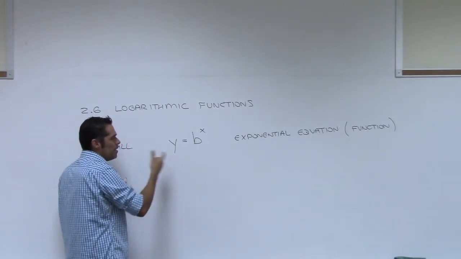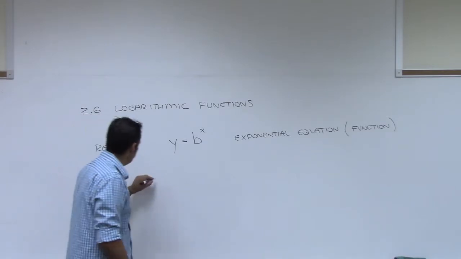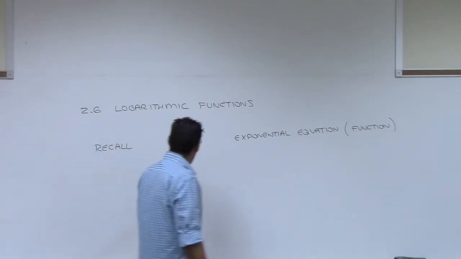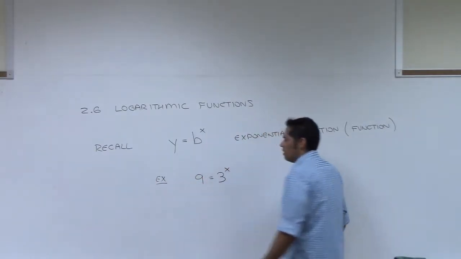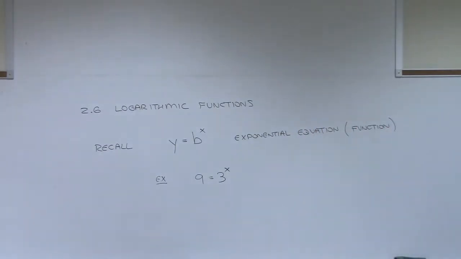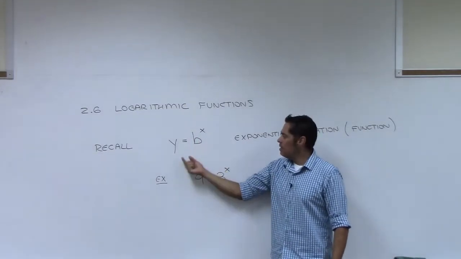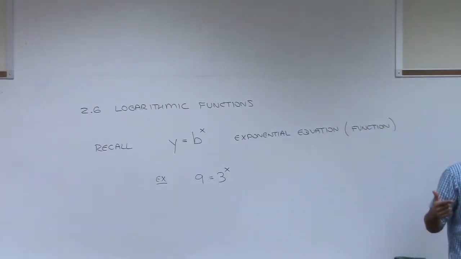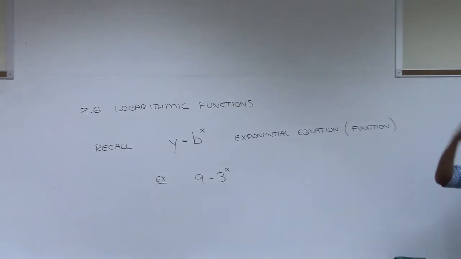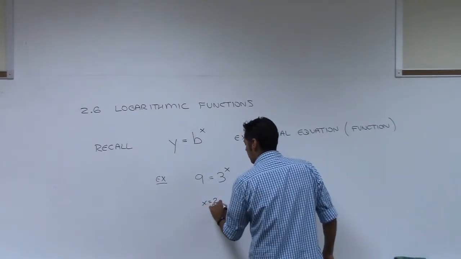And from this, I'm going to ask you a couple of questions. Let's say I put this down as an example. What if I say 9 is equal to 3 to the x? Does it look like this form right here? Yes? y is 9, b is 3, x is x. Now can you tell me what x makes that equation true? 2. You can do that just by looking: 3 squared is 9. So x is equal to 2.